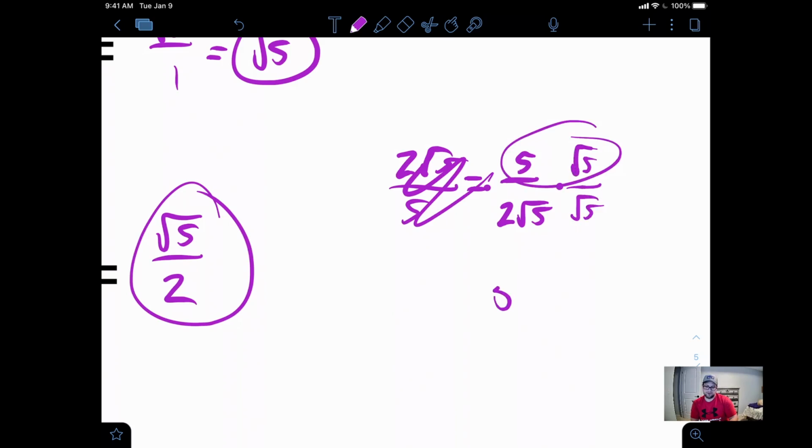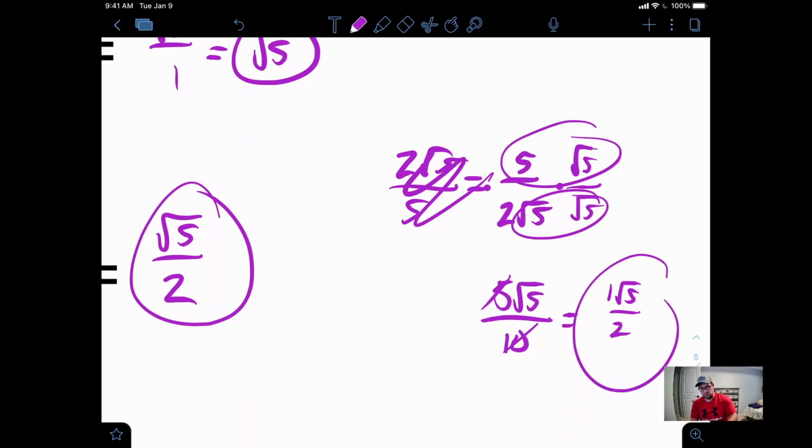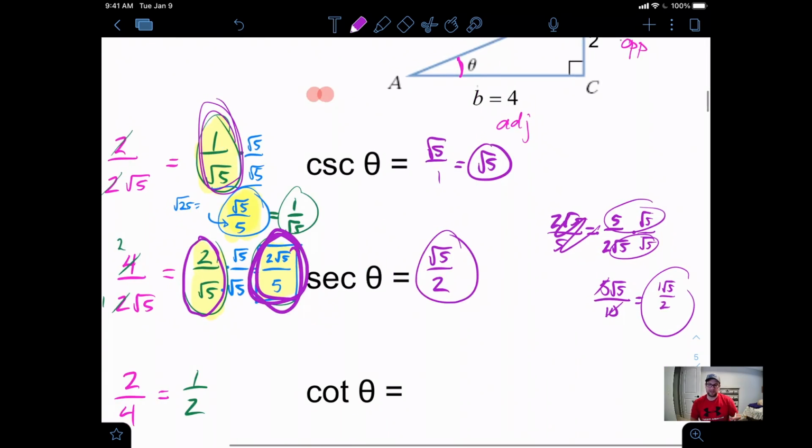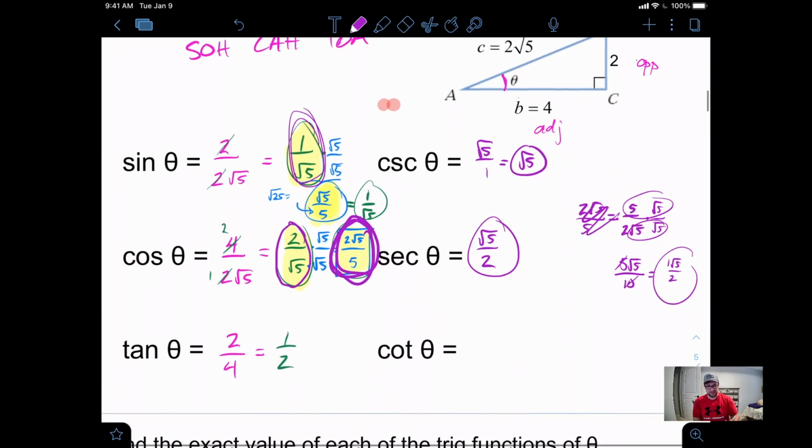5 times the square root of 5 will be 5 square roots of 5. Square root of 5 times square root of 5 is just 5. 2 times 5 is 10. 5 over 10 reduces down to be 1 square root of 5 over 2, which is what we got already, right? So I'm kind of trying to show you a shortcut, just trying to think which form makes more sense. For this bottom one over here, if I were to just flip this, this becomes 2 over 1, which is, of course, just equal to 2.